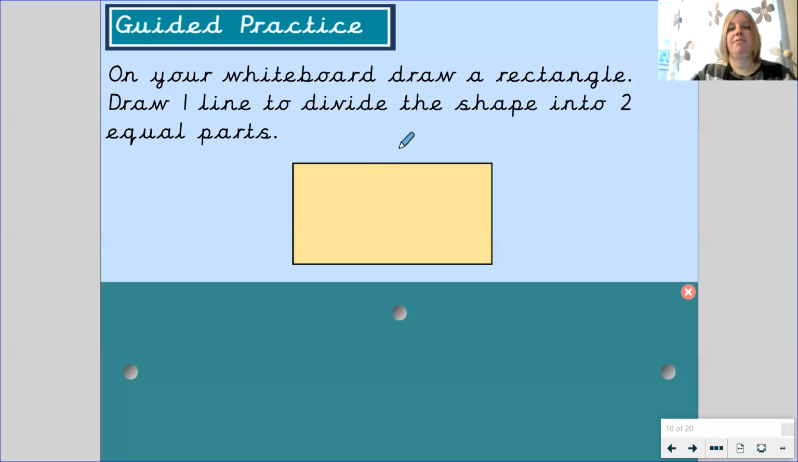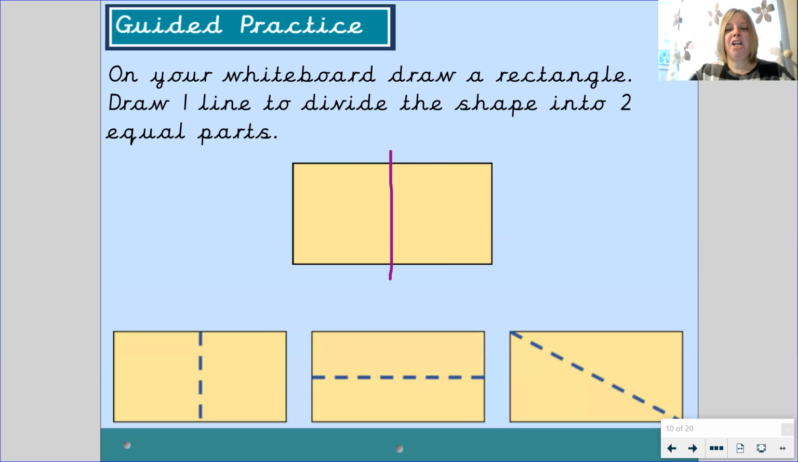If I get my pencil, I can draw a line down the middle of the rectangle to divide it into two equal parts. Did you divide your rectangle like that, or did you find a different way? Check your answers against these. Which way did you find to divide a rectangle into two equal parts?